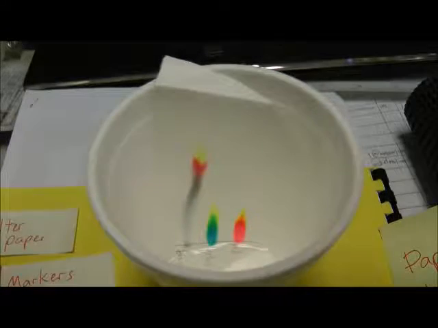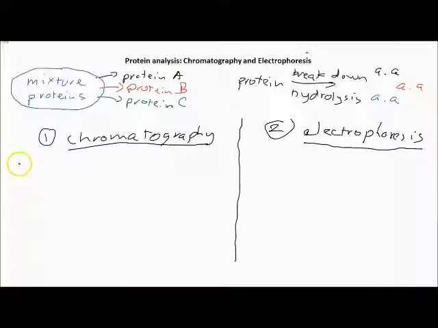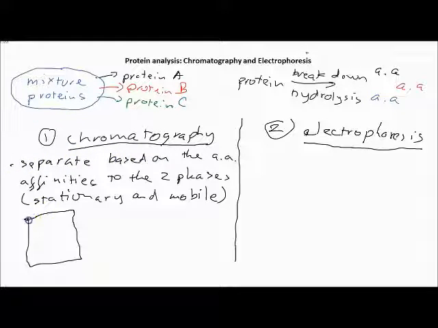So this method is separating the amino acids of the protein based on their affinities for the two phases, the stationary and the mobile phase. On the piece of paper, you put the bunch of amino acids here at the origin, and then as you can see in the video, it ran up here.